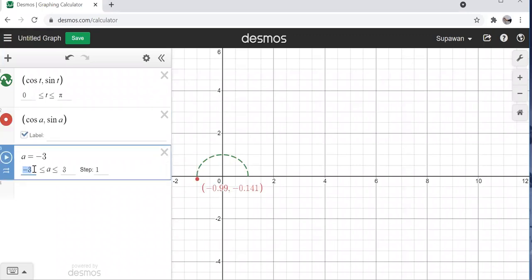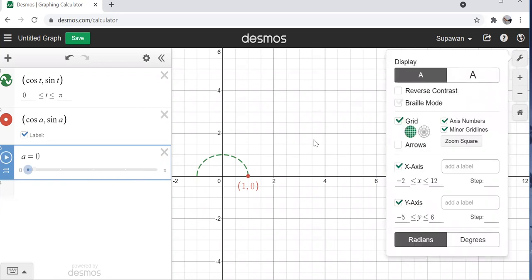Then set up the slider value for a. We want it to start at 0 and stop at pi, so type in pi. The step size should be the same as the step size on the table, which is pi over 4, so type in pi divided by 4. Now we have everything set up, and we're going to set up the screen.